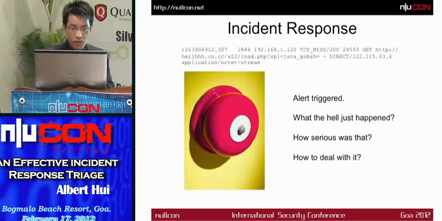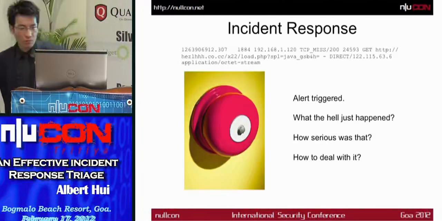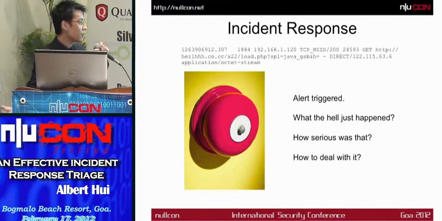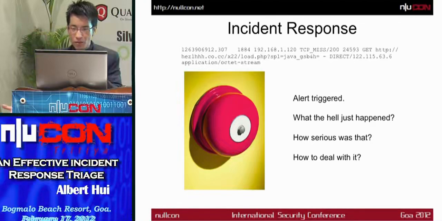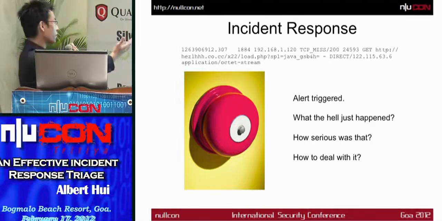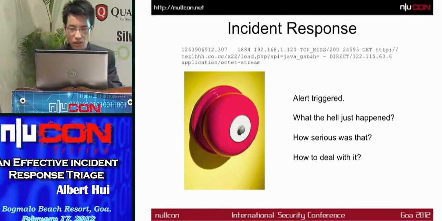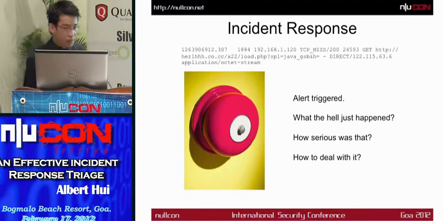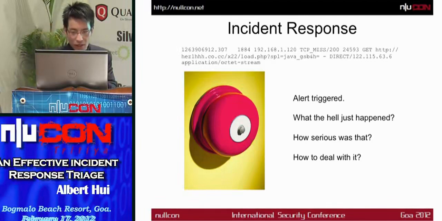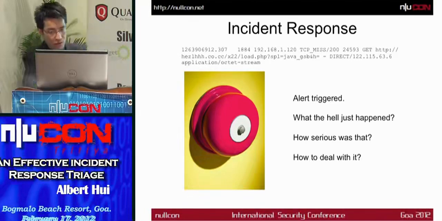But in incident response, typically you start with an alert, maybe from your IDS sensor or your MSSP, that tells you something is wrong with this particular request on your proxy. Now you have an alert. The alert triggers: so what the hell happened? How serious was that? And how to deal with it? That much is very much less defined than the forensic process.